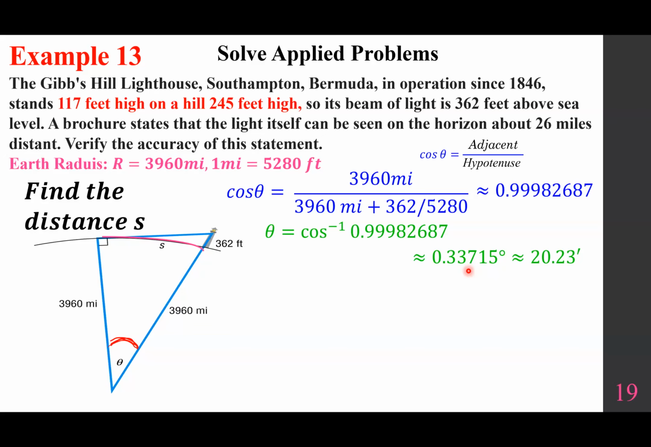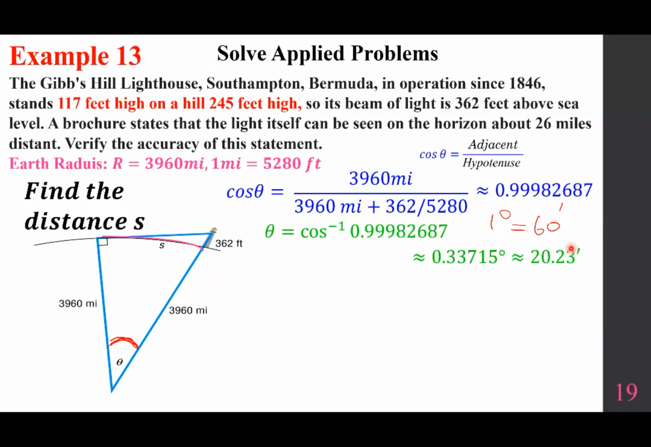By the way, class, this is degrees, this is minutes. Normally, if it's a fraction of degrees, we represent it with minutes. If you recall, 1 degree is 60 minutes, 1 minute is 60 seconds. So 0.33715 degrees, 0.3 degrees roughly, or 20.23 minutes.